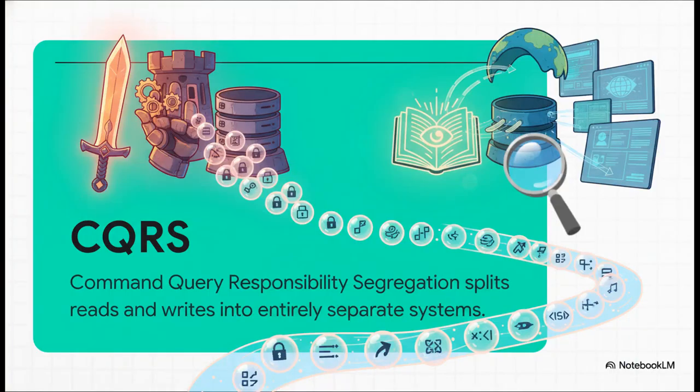This is where we introduce CQRS. It stands for Command Query Responsibility Segregation. I know it sounds super intimidating, but it basically just means we are splitting our read operations and our write operations into 2 completely separate systems. And it builds perfectly on top of that event sourcing stream we just talked about.